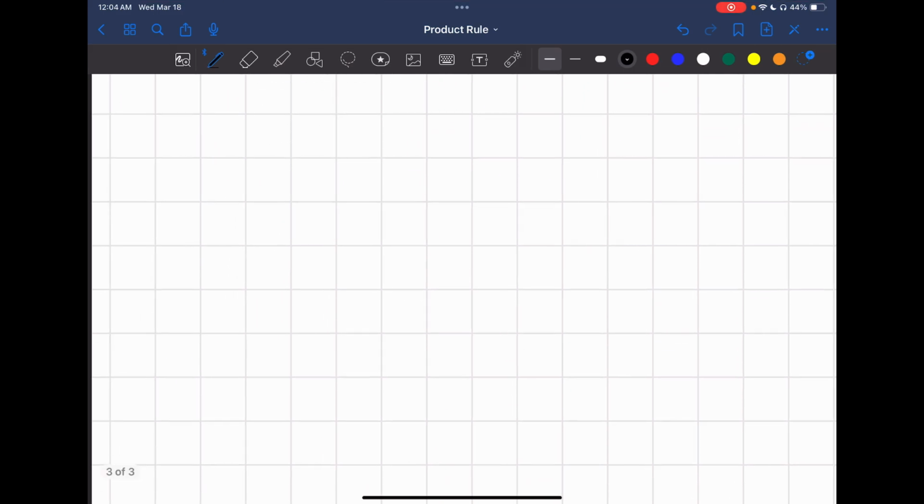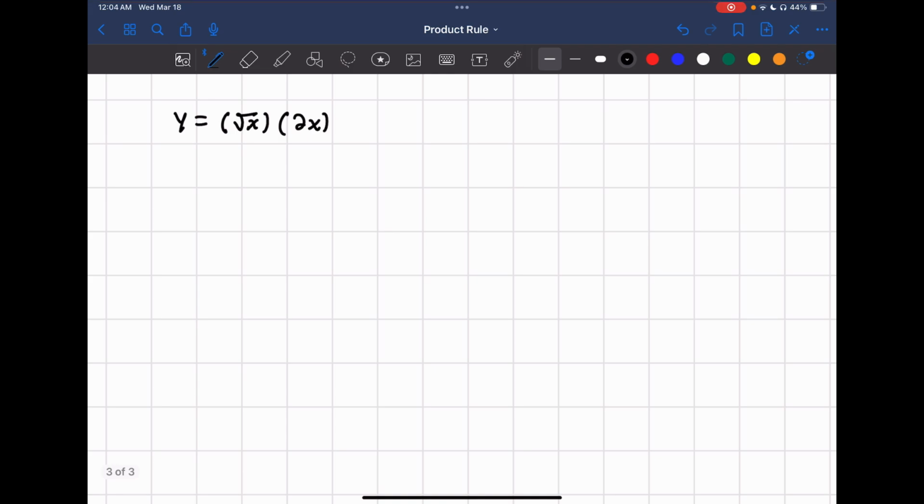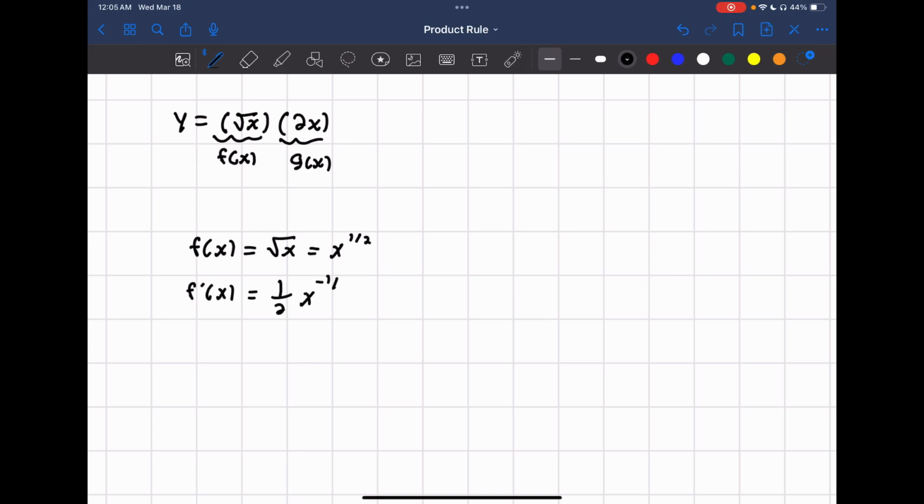In our next example, we will do root x times 2x. So in this example, we see that f of x would be root x and g of x would be 2x. So let's break this down. Root x is equal to x to the power of 1 over 2. The derivative of that would be 1 over 2 times x to the power of negative 1 over 2. g of x would be 2x. g prime of x would be 2.